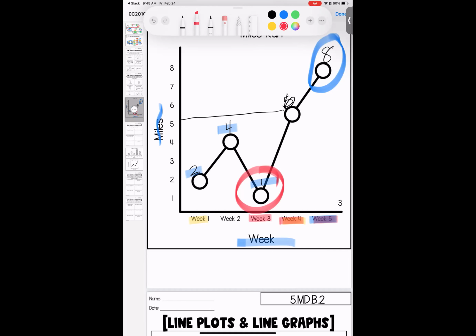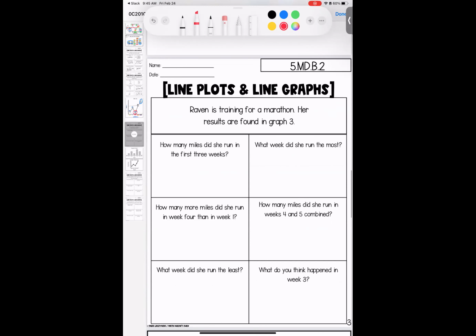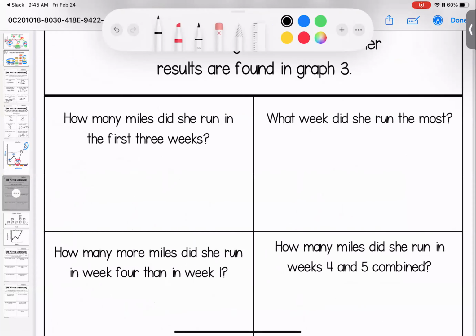And you could really say anything. This is just kind of a prediction. It could have been that she got hurt, or that she went on vacation, or maybe she got sick. But you can tell that her training definitely declined on week 3. So something happened. Lots of answer choices for that one.